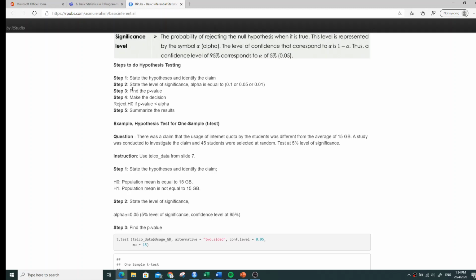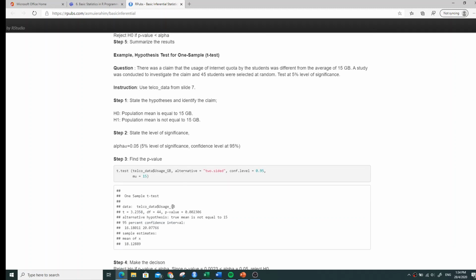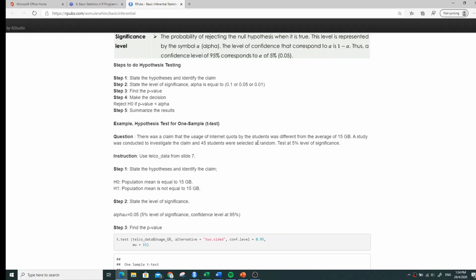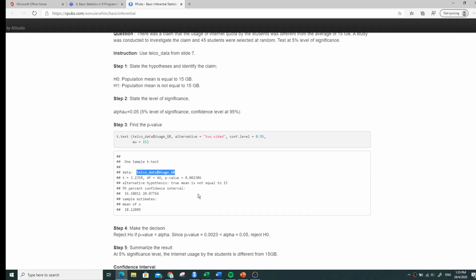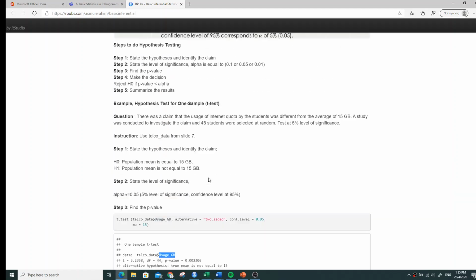So that's the thing you need to focus on when you try to answer this question. And then step 3, find the p-value. The p-value is here, the output is saying that it is the p-value. Make sure that the data is correctly input. It means that now we want to test the usage GB, so the data here should be usage GB.